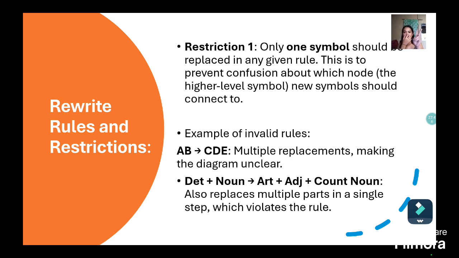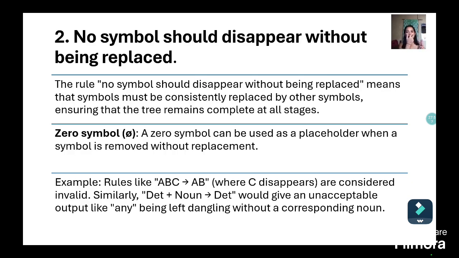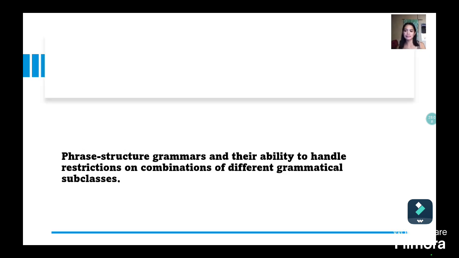Again, there are two rules, rewrite rules and restriction. One is only one symbol should be replaced in any given rule. Number 2, no symbol should disappear without being replaced. So the zero symbol here can be used as a placeholder when a symbol is removed without replacement.